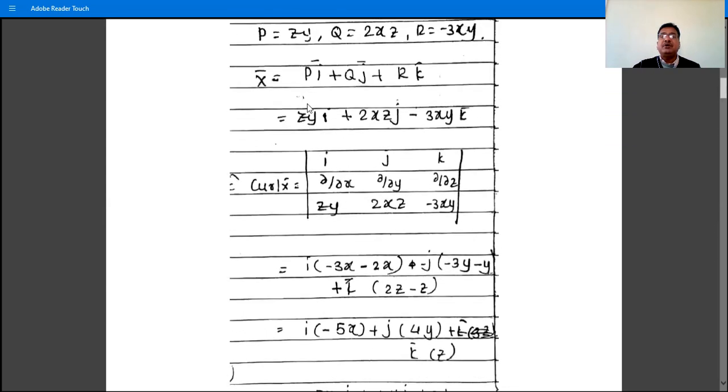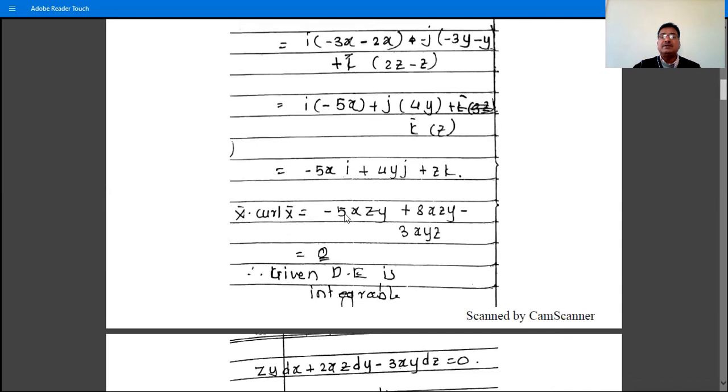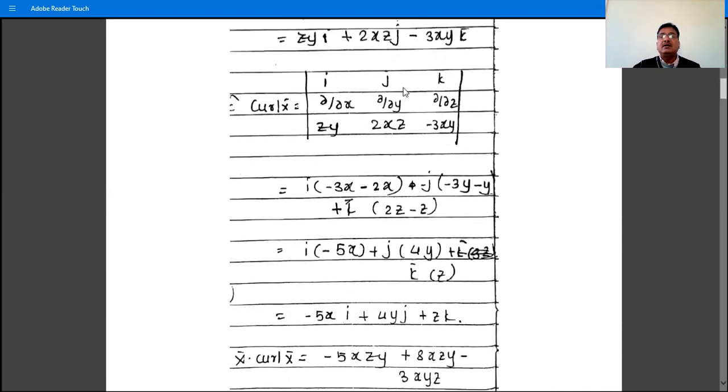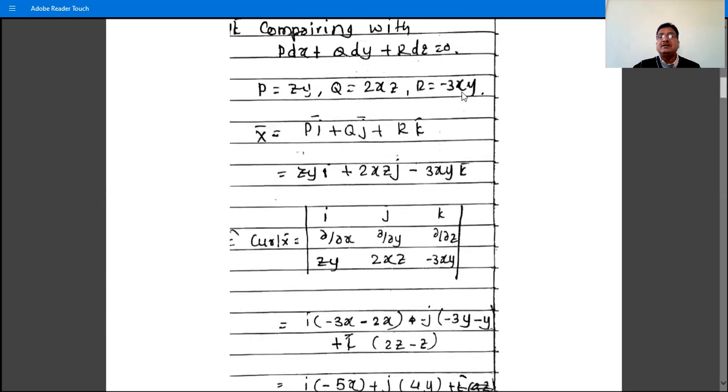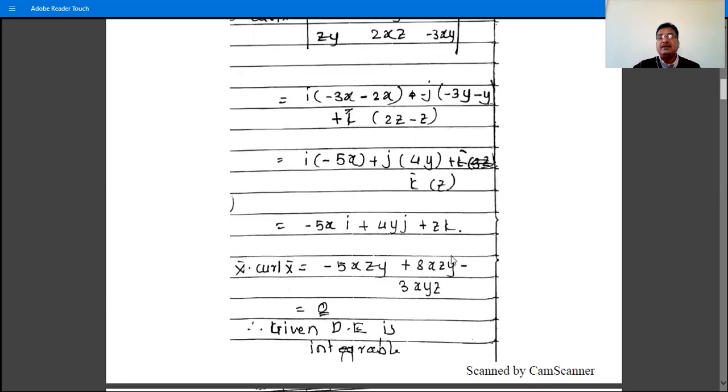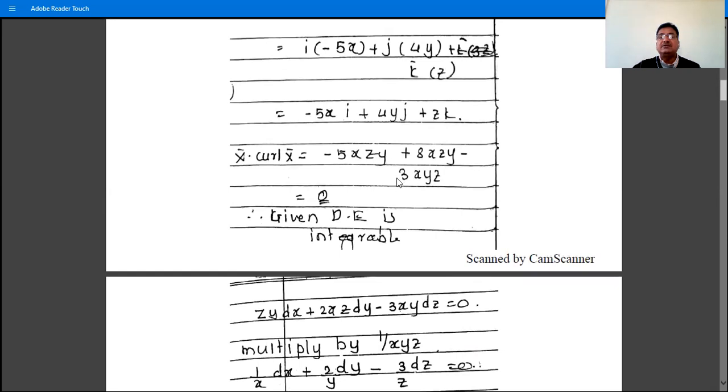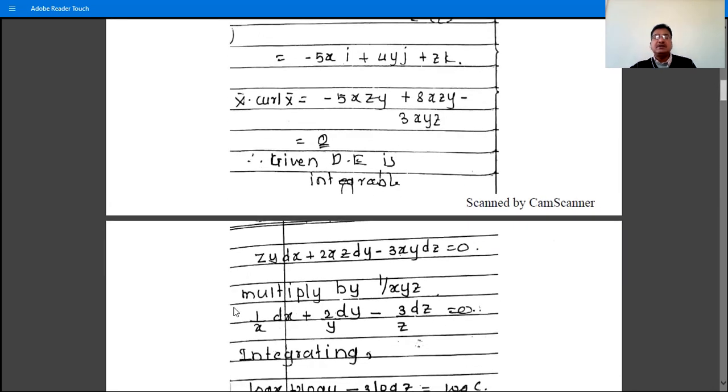The multiplication of the coefficient of i, that is zy, into minus 5x is this. Then the multiplication of the coefficient of j is 2xz into 4y is this quantity, and lastly the minus 3xy, that is the coefficient of k, into this z becomes minus 3xyz, and all this equals 0. So this minus 3xz and this minus 5xz becomes minus 8xz, and this minus 8xyz plus 8xyz becomes 0, and therefore the given differential equation is integrable.